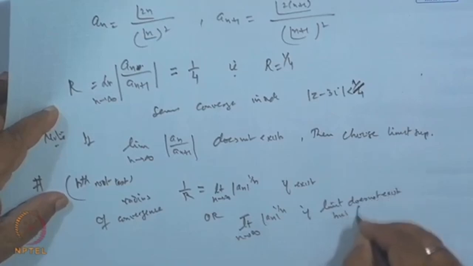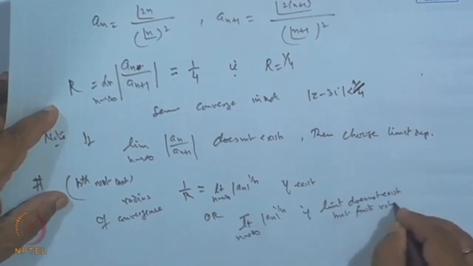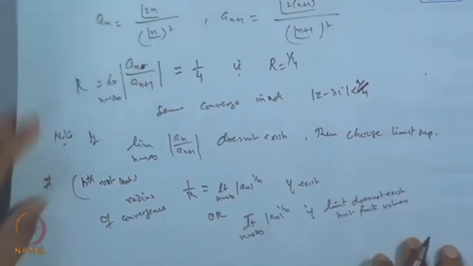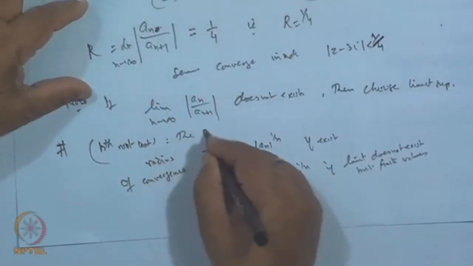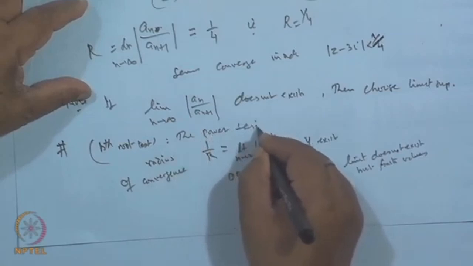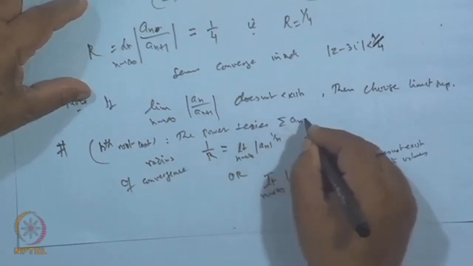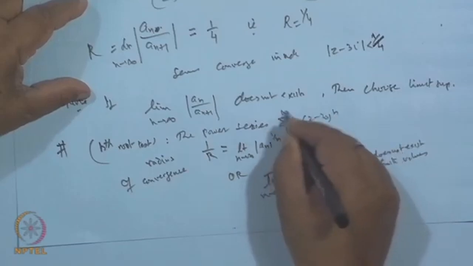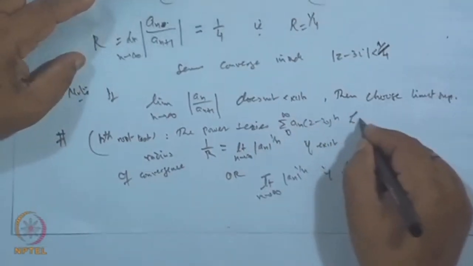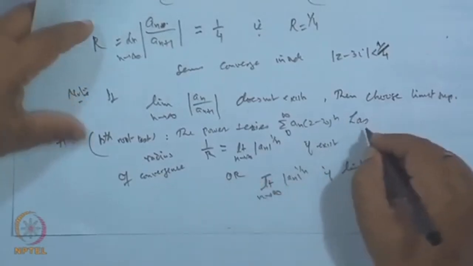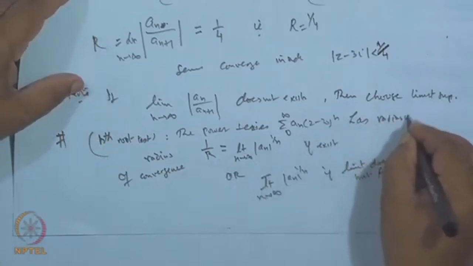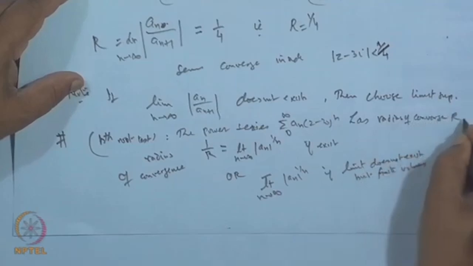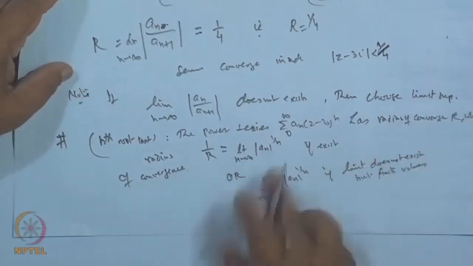Exist but finite values means it should not be infinity, otherwise the various limits are okay. So here this is the power series, sigma a n z minus z naught to the power n, 0 to infinity, which has radius of convergence r, where 1 by r is given by this formula. So, this will be 0.